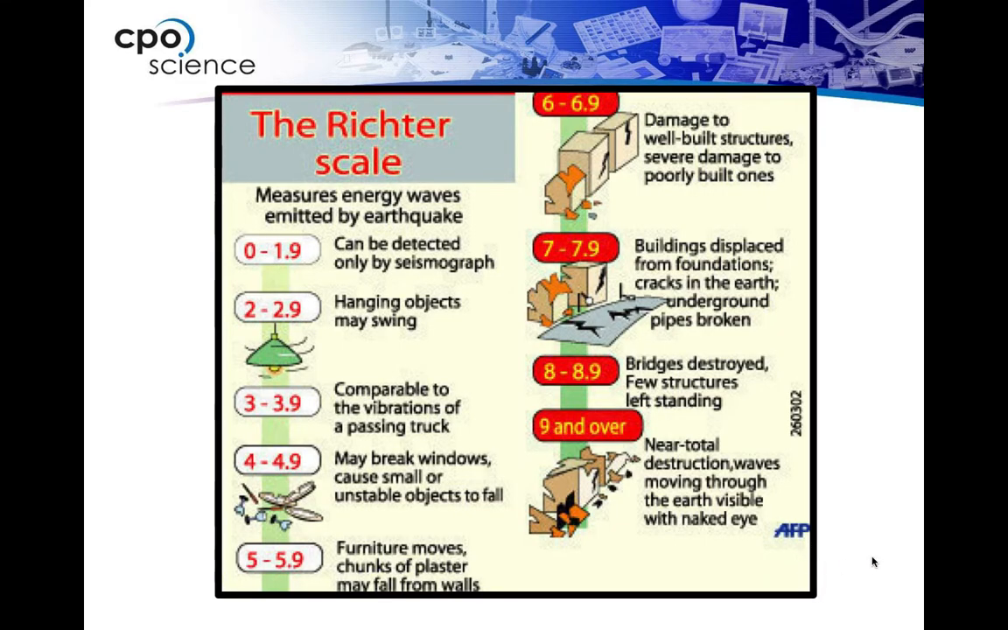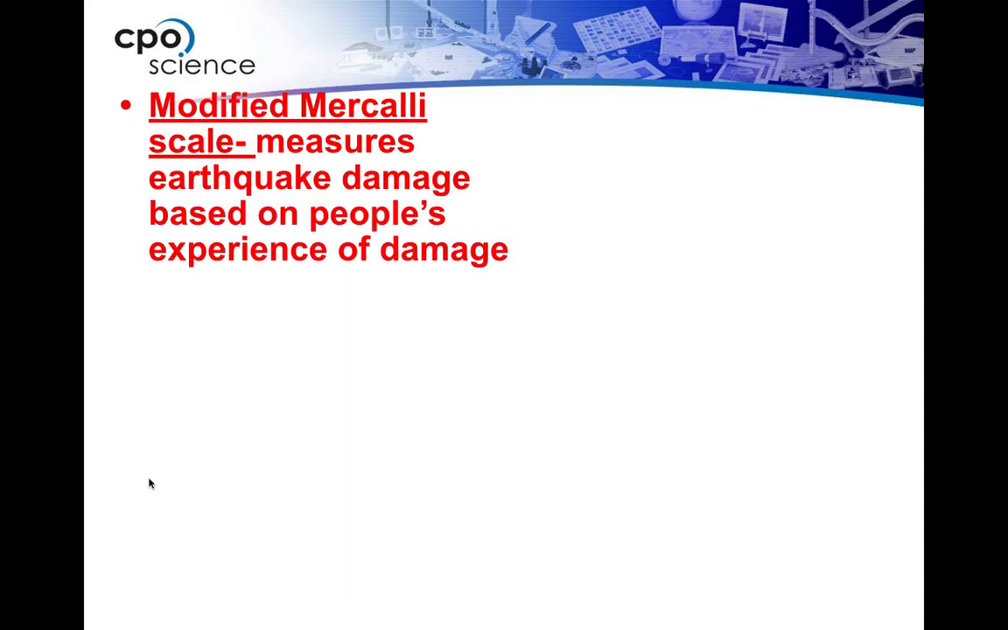Here's another picture walking you through this, showing you, maybe with an earthquake of 2 on the Richter scale, you're going to see hanging objects sway a little bit. At 5 to 6, maybe you're going to start to see some house damage. Now when you're starting to get into 6, you're going to really start to see house damage after that.